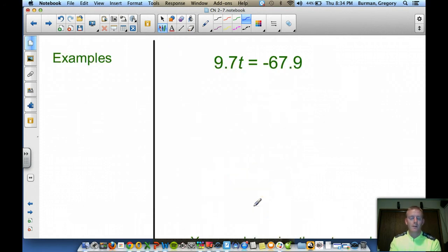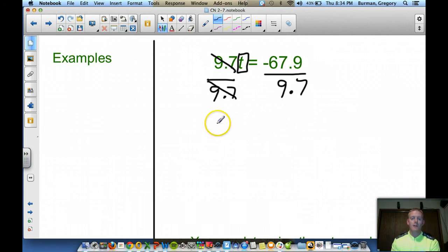Just a couple left, folks. Now this problem is everybody's favorite because we're going ahead and we are multiplying a decimal to our variable, which means that we have to divide by a 9.7 on both sides. Divide by a 9.7. So t is equal to whatever 67.9 divided by 9.7 is.